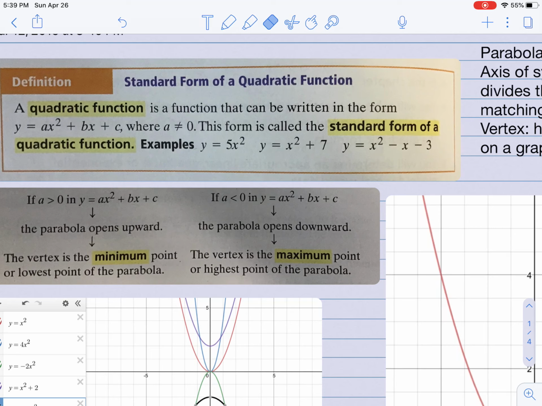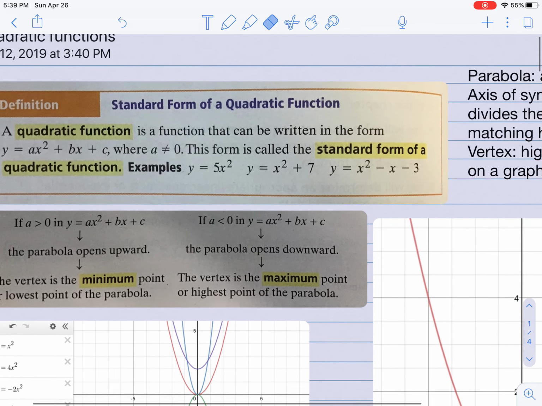So anything from 0.00001 and even smaller than that, but as long as it's greater than or less than 0, but it cannot equal 0. Okay, this form is just called standard form, and then you're going to see them in different ways. One, where it's just a monomial, so there's only one term in this case, but it does still have the x squared, so it needs to have the x squared, but y equals 5x squared. Or there's the y equals x squared plus 7, where there is no b term. And then the final one is where there is a b and c term. So those are all the quadratic functions or types that you'll see.